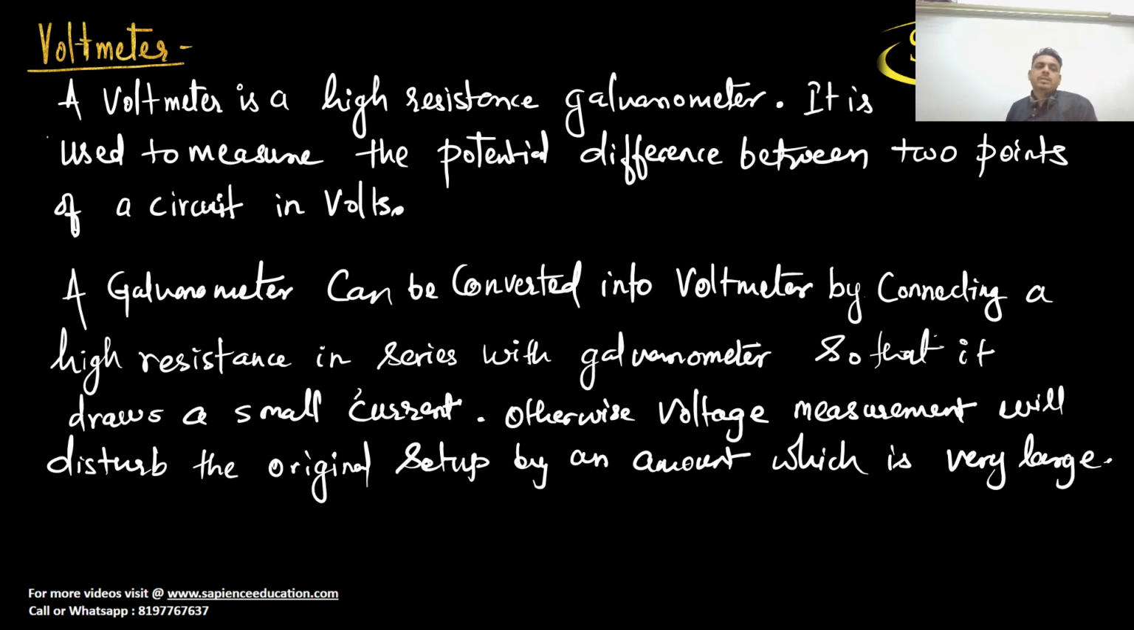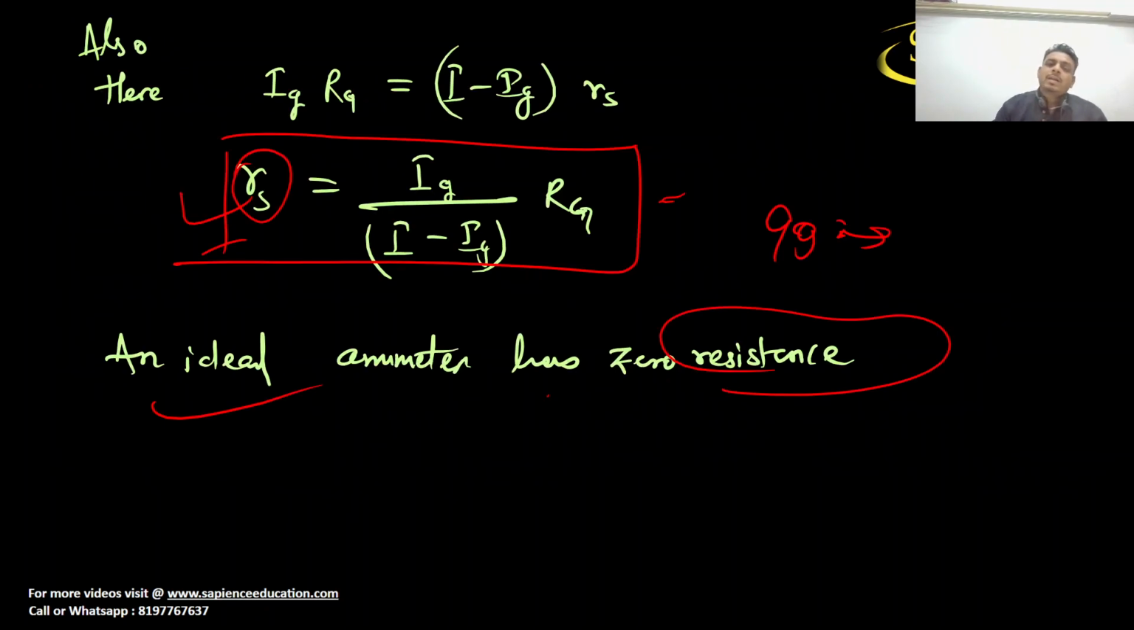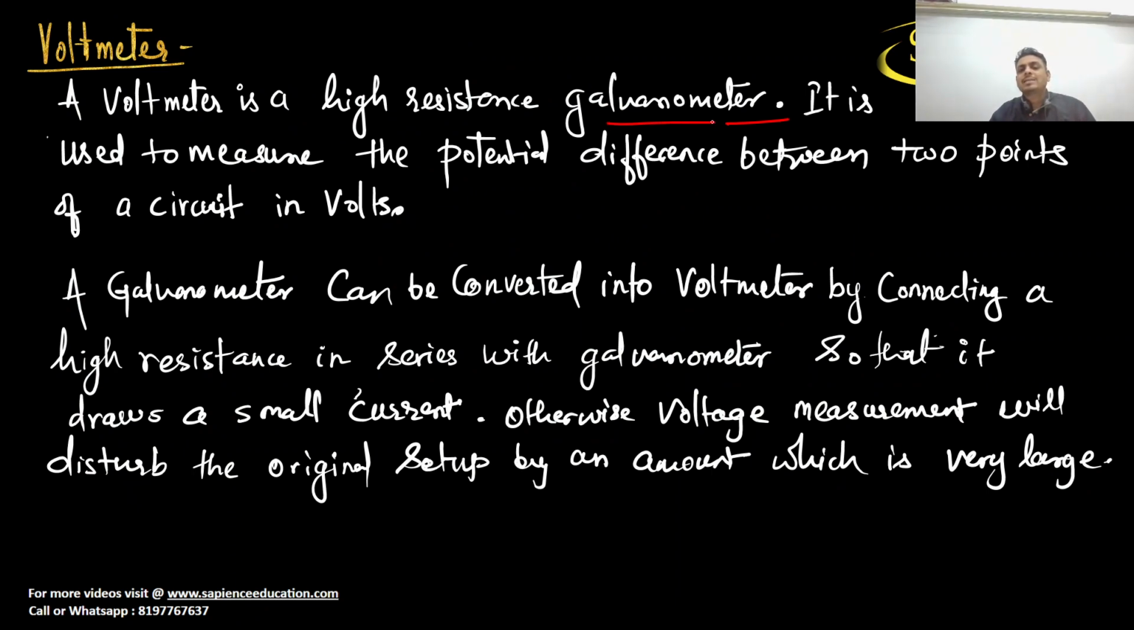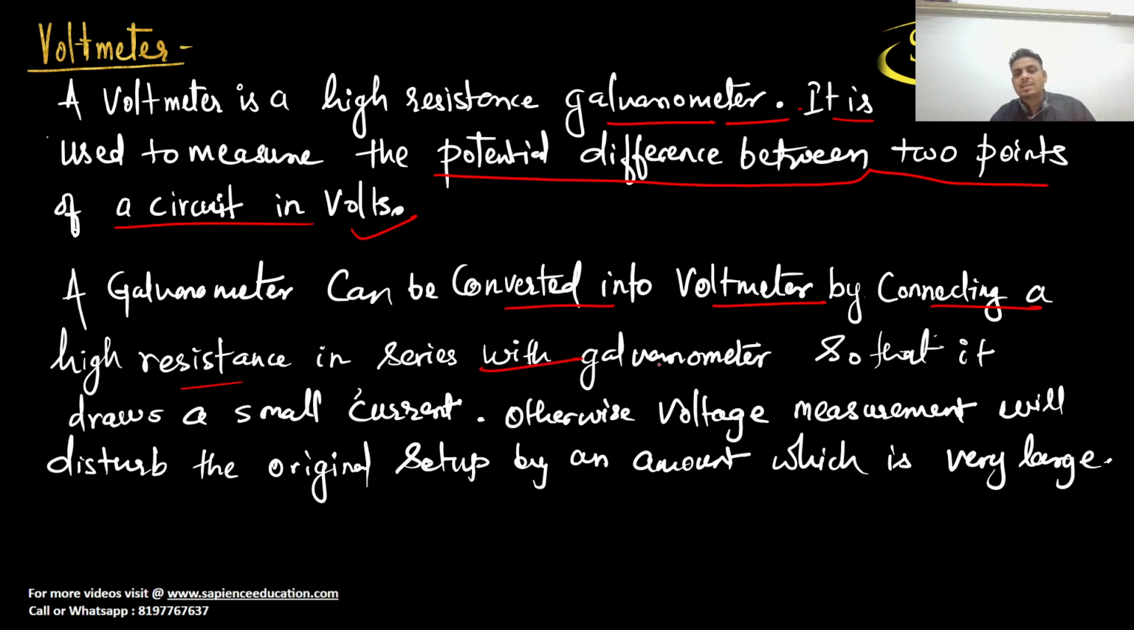Now it is the turn of the voltmeter. A voltmeter is a high resistance galvanometer. The ammeter was a low resistance, but a voltmeter is a high resistance galvanometer. It is used to measure the potential difference between two points of the circuit in volts. A galvanometer can be converted into a voltmeter by connecting a high resistance in series with the galvanometer so that it will draw a small current. Otherwise, the voltage measurement will disturb the original setup by a large amount.